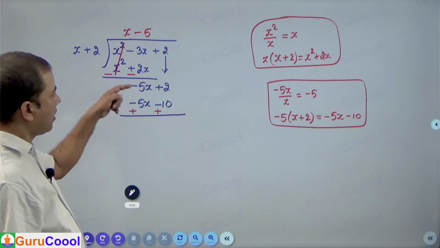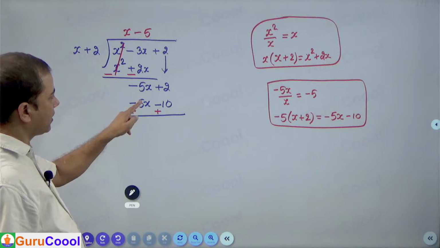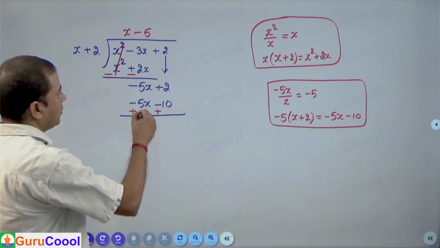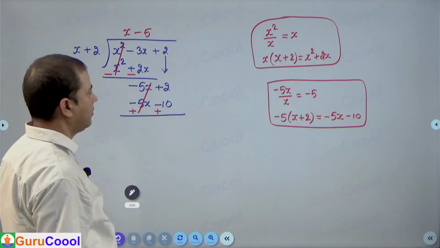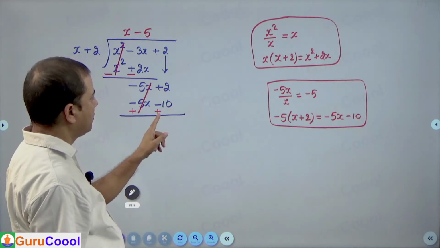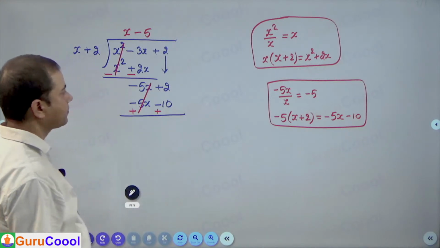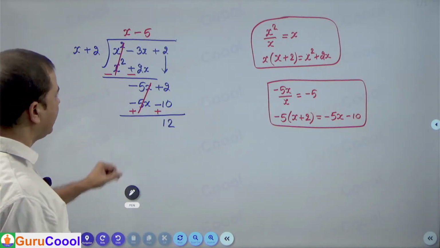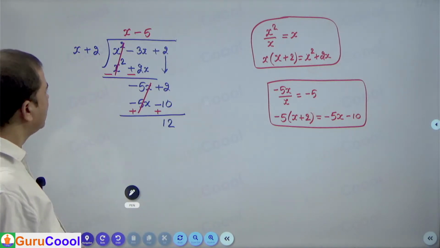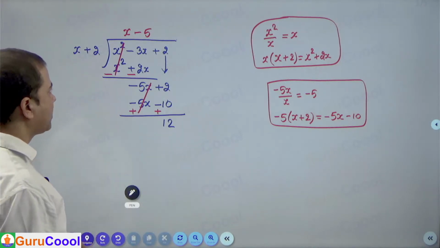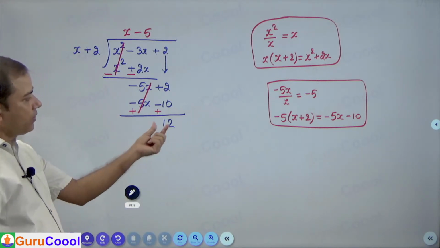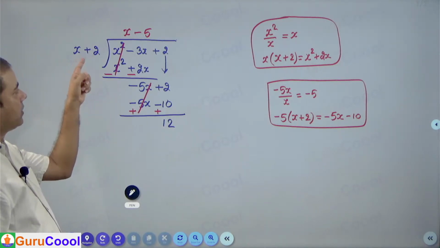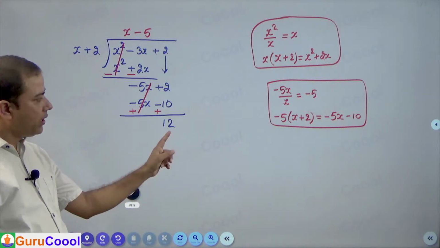Now minus 5x and plus 5x. What is the result? It cancels, sir. Cancel. Now it is plus 2 plus 10. How much is it? 12. And now we have to stop here. We cannot divide further. How to know? Actually, we need to check if the degree of remainder is lesser than degree of divisor, then we stop. What is the degree here?